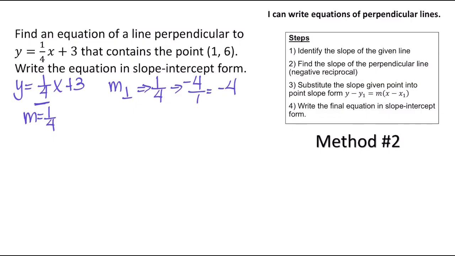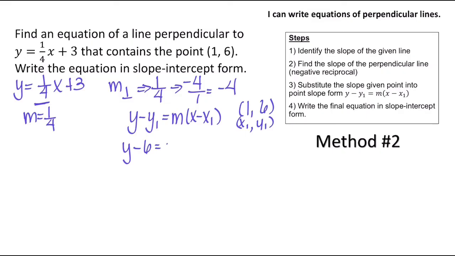So I need to now write my equation. I'm going to start off with point-slope form: y minus y1 equals m times x minus x1. So we have (1, 6), which is telling us x1 and y1. So I go to my equation. I have y minus 6 equals -4 times x minus 1.